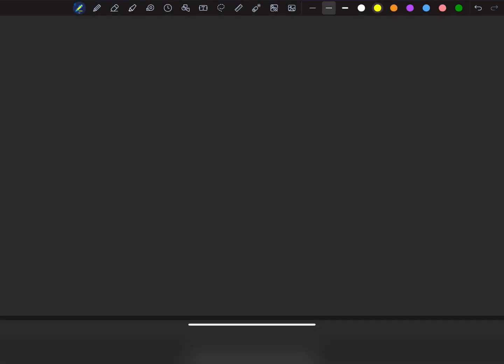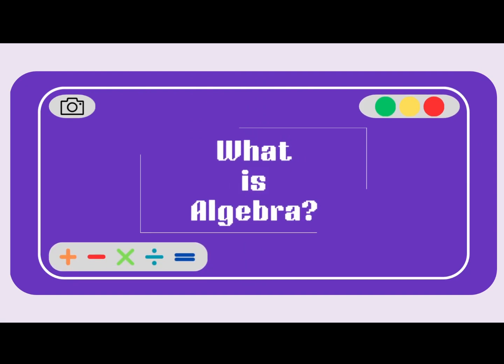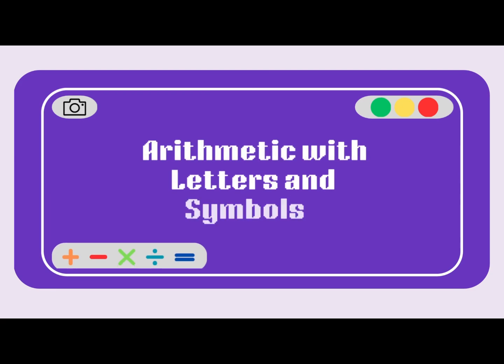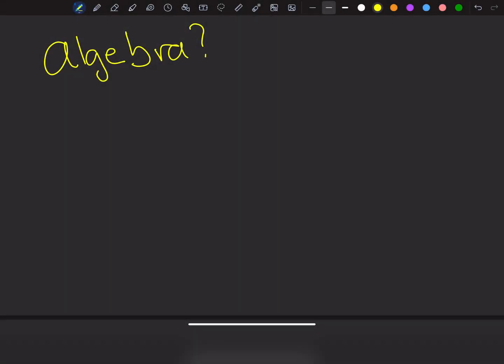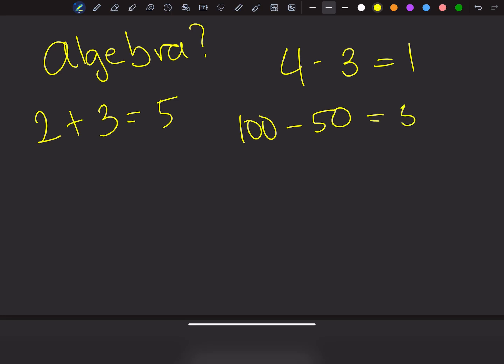Alright, so why don't we answer that very first question that we asked here? What is algebra? Well, to put it simply, it's arithmetic, but with letters and symbols. Crazy, right? When we say arithmetic, what do we think? Right? We think 2 plus 3 equals 5. Or 4 minus 3 equals 1. Or 100 minus 50 equals 50, right? We know what arithmetic is, right?